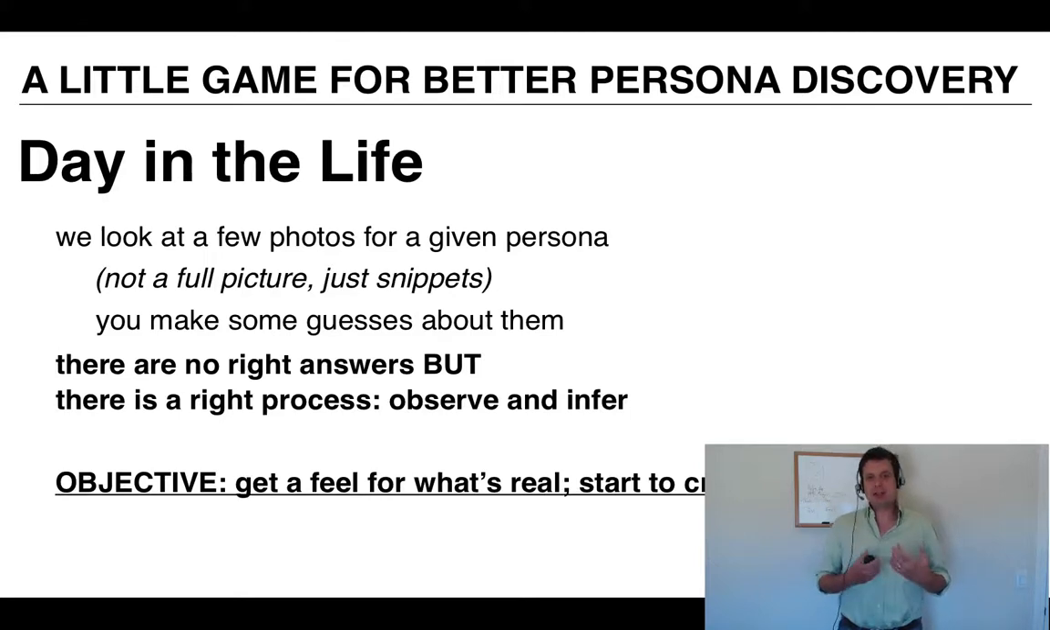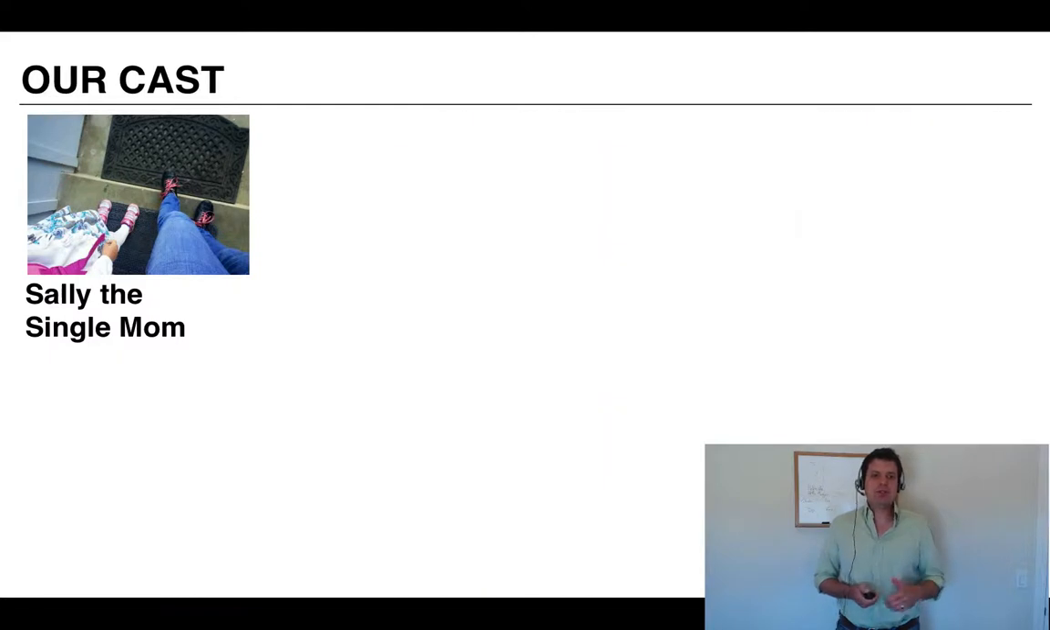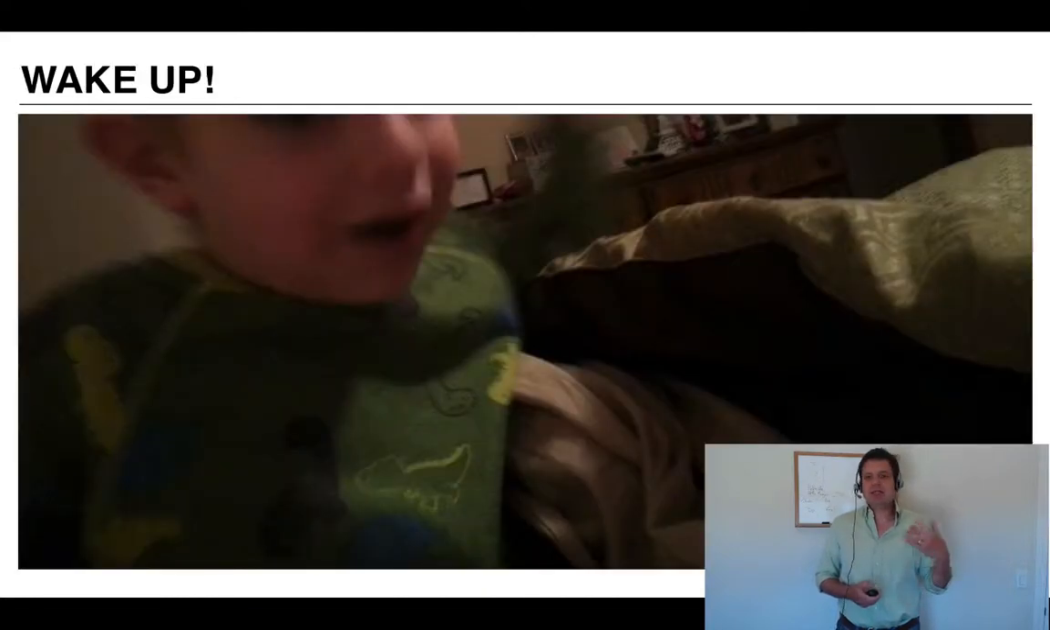And the goal of this exercise is to give you a sense of what it looks like, what it feels like to create real, vivid personas. So this is our cast of personas that we're going to look at. Sally the single mom is the first one. It's a day in the life for Sally. She wakes up between 5:30 and 6.